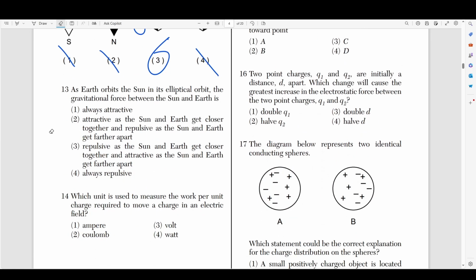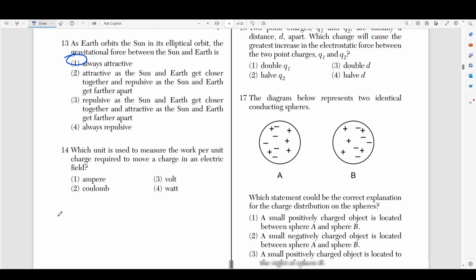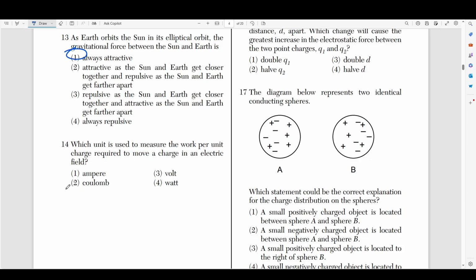So now moving on to number 13, it says, as Earth orbits the sun in its elliptical orbit, the gravitational force between the sun and the Earth is always attractive, right? Gravity is always attractive. Number 14 asks us, which unit is used to measure the work per unit charge required to move a charge in an electric field? So here they're asking you for a unit that measures work divided by charge.